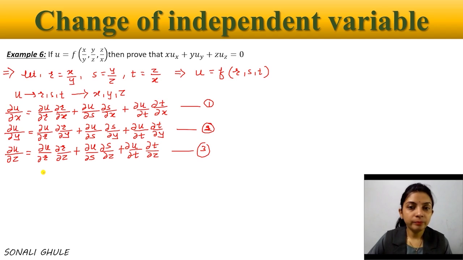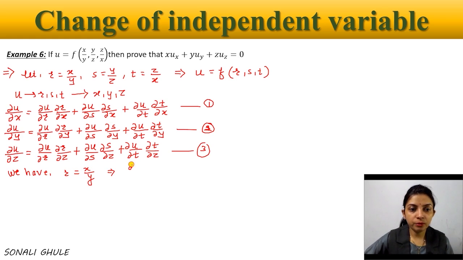Now what is next? Definitely we have to find all these partial derivatives, but u is a function of r, s, t, which means we don't have a value of u, right? So the derivatives of u will be as they are. So we have to find the derivative of r, derivative of s, derivative of t. So first of all, let's use the value of r. It is x/y. So finding the derivative of r first.